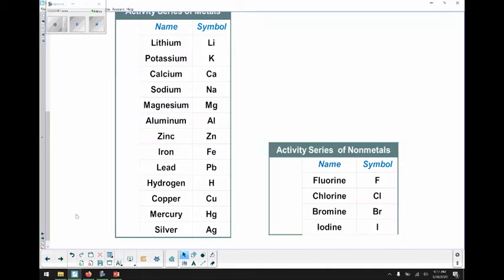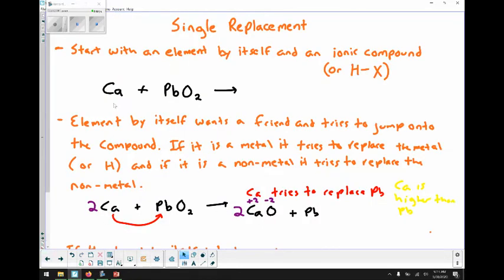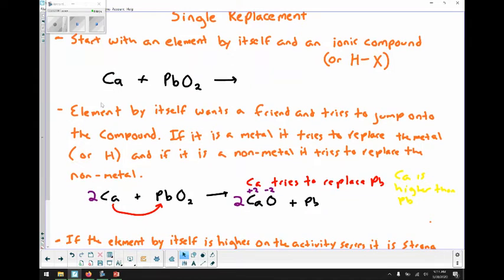If you get something where the element by itself is lower, then you end up with no reaction. Nothing happens because the element that's lower can't replace a higher element. It's not as attractive. So going back to our calcium and lead, the calcium can replace lead. It'll end up with the oxygen. So here's the calcium replacing the lead, ending up with the oxygen.